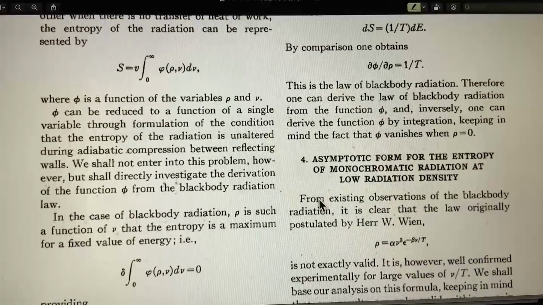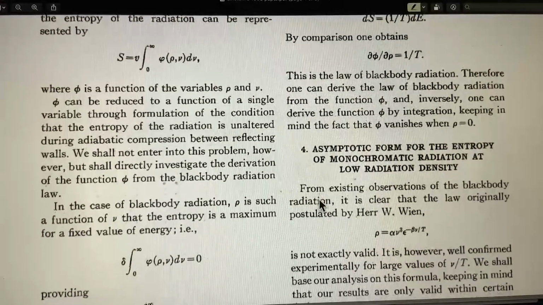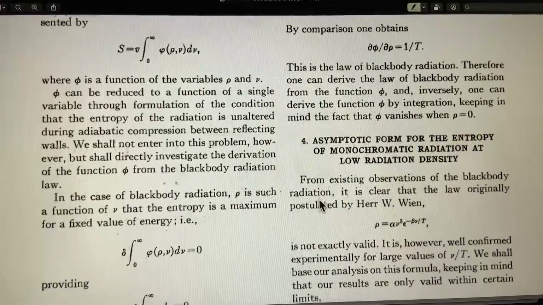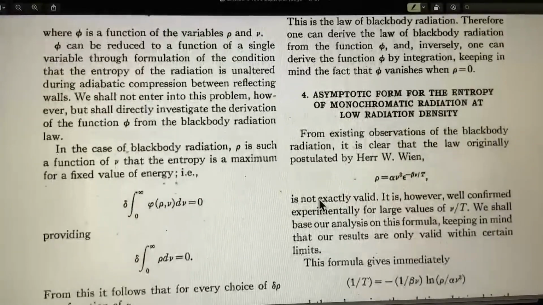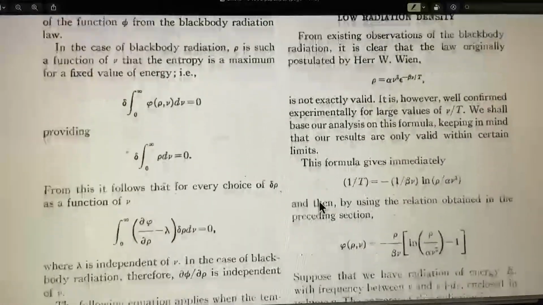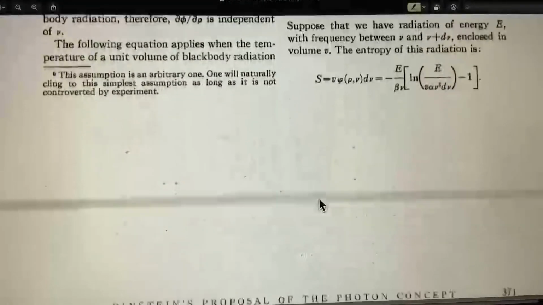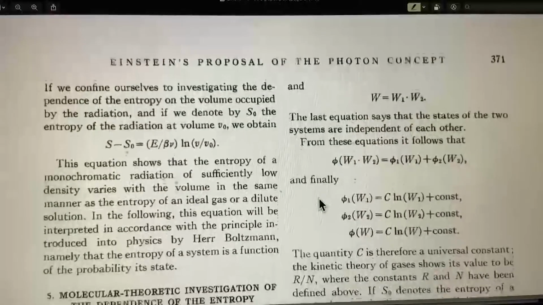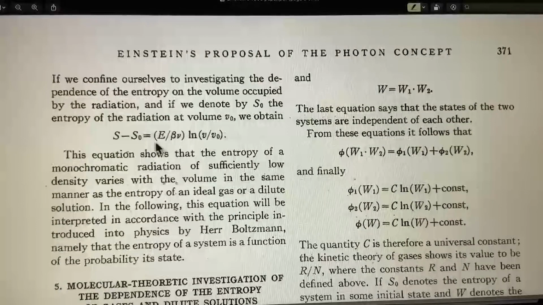Fourth, asymptotic form for the entropy of monochromatic radiation at low radiation density, so that entropy is continuing for radiation. And then he derives some equation. Here is that equation. We will be actually using this equation, but it is just reproduced later.